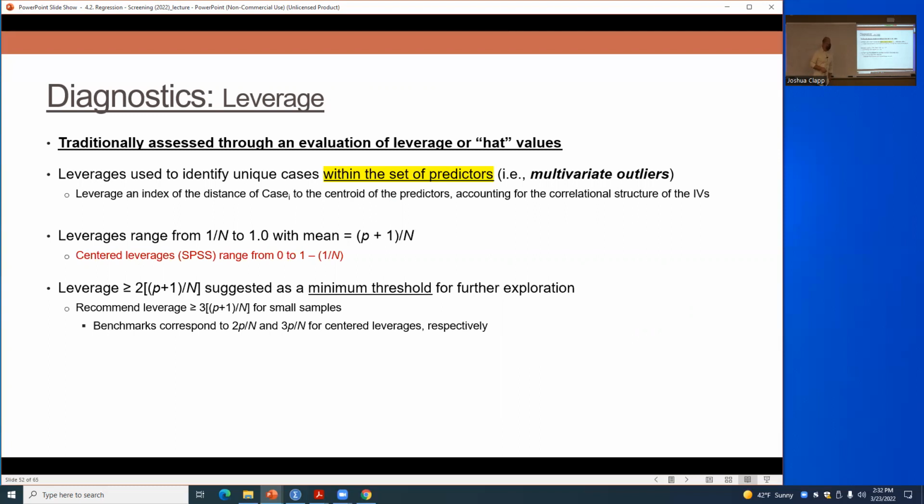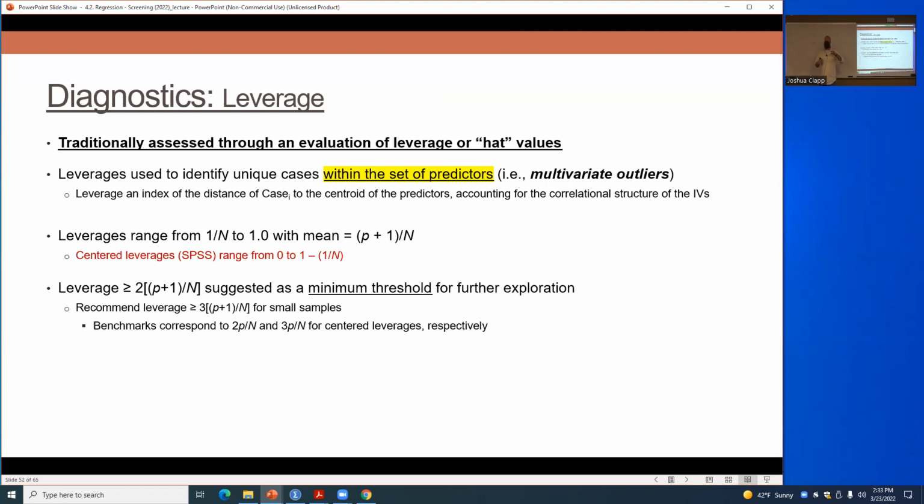Generally, we look at leverages that exceed 2 times the number of predictors plus 1, divided by the number of people in the sample, as a minimum threshold for further exploration. We'll bump this up to 3 times the number of predictors plus 1 over n for smaller samples. This is for standard leverages. For centered leverages, which you'll be looking at in SPSS, it's 2 times the number of predictors over the sample size, or 3 times the number of predictors over sample size. This is giving you, again, general benchmarks, okay?